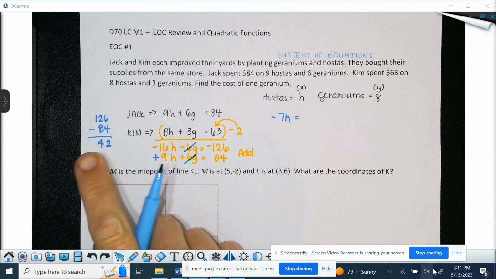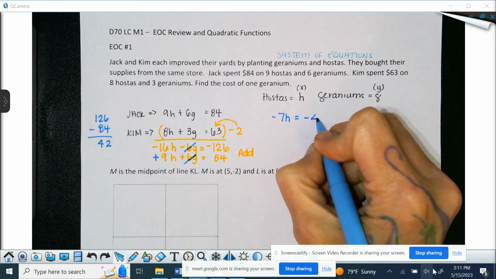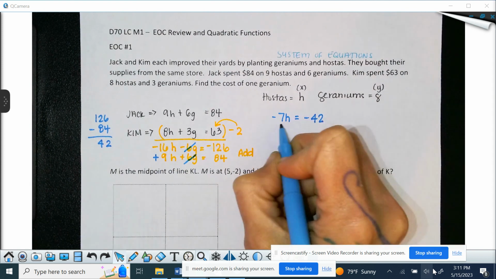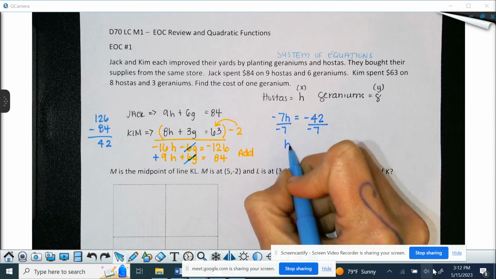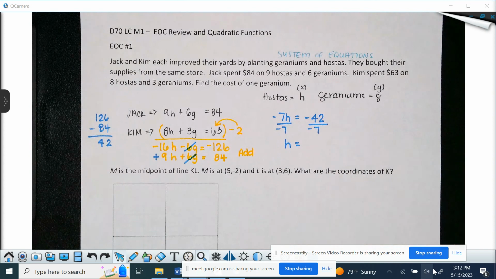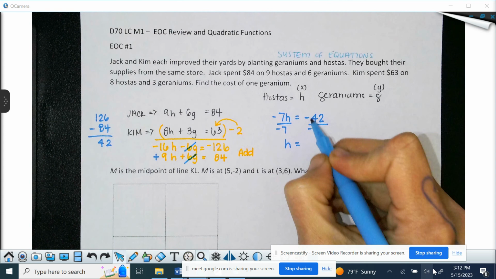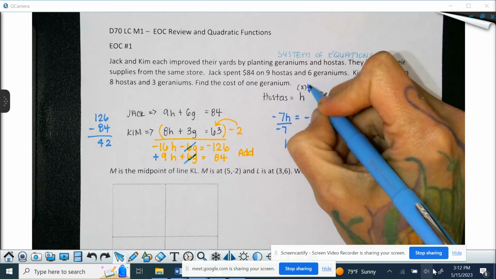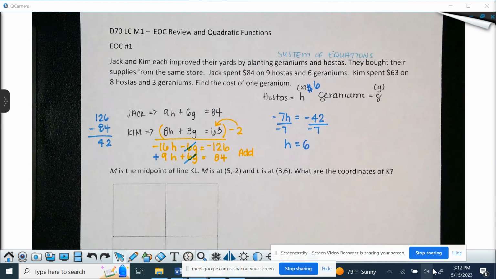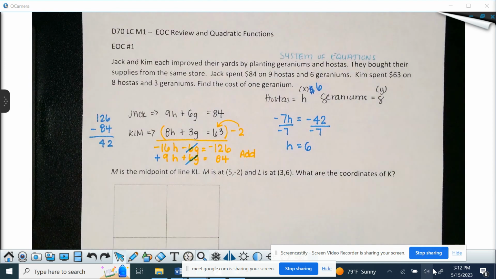Again, showing you how this could still be calculator inactive. So if they're both negative, I'm going to divide by 7. And how much are hostas going to cost? What's 42 divided by 7? And if division freaks you out, what am I multiplying 7 by to get 42? 7 times what gives me 42? 6, right? And I have a negative and a negative, so that gives me a positive. So hostas are going to be $6 each. That is not what it's asking for. It's asking for geranium.